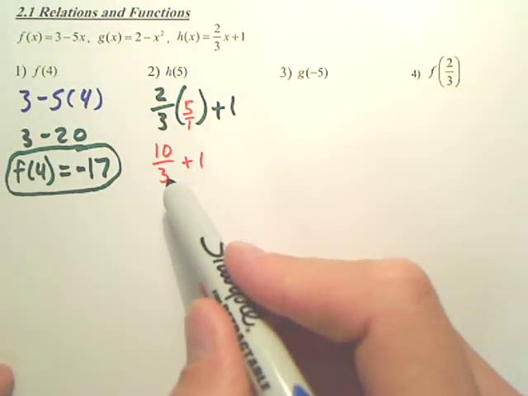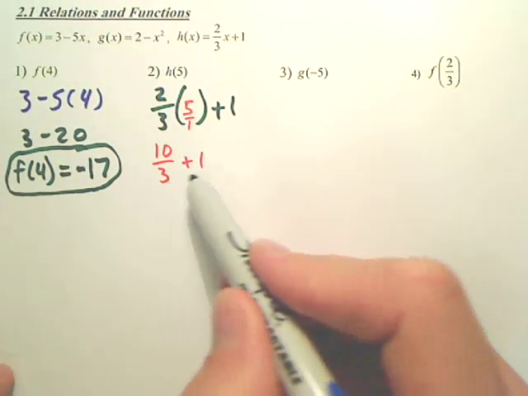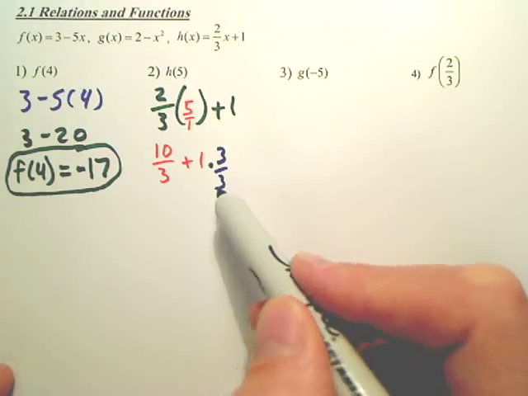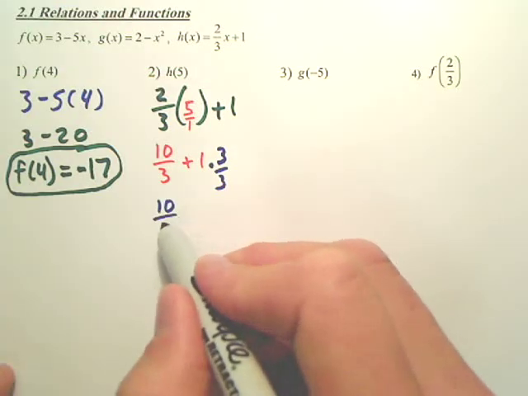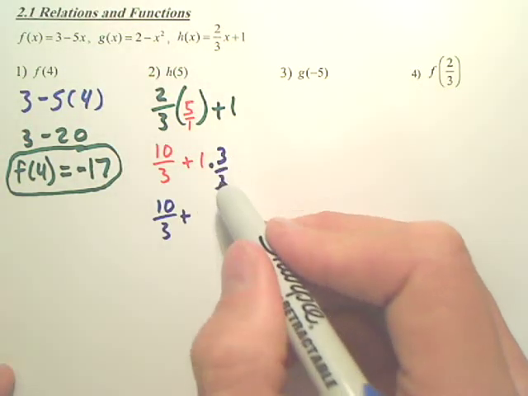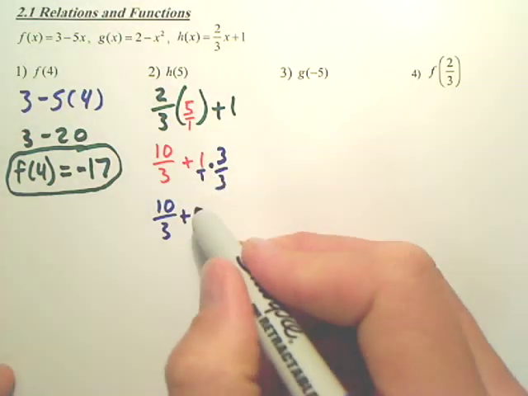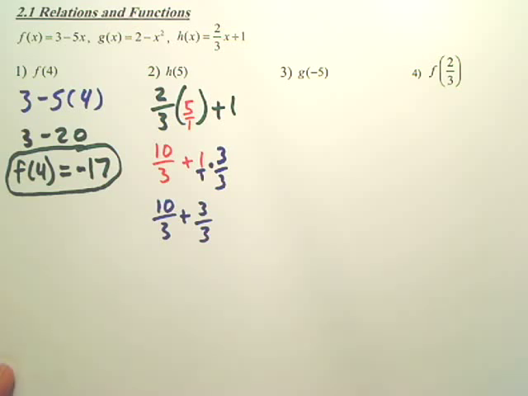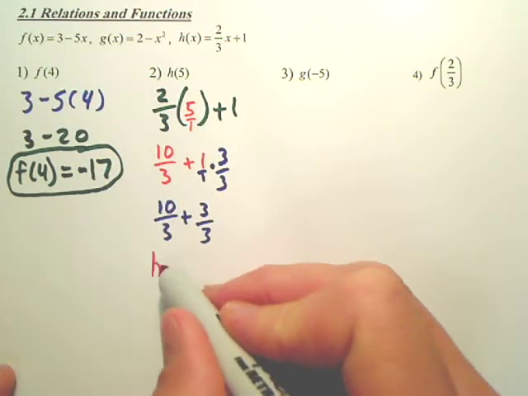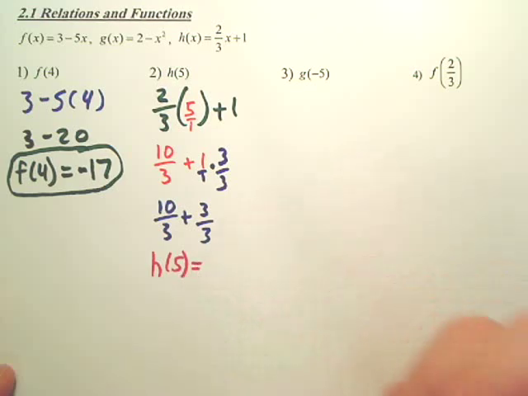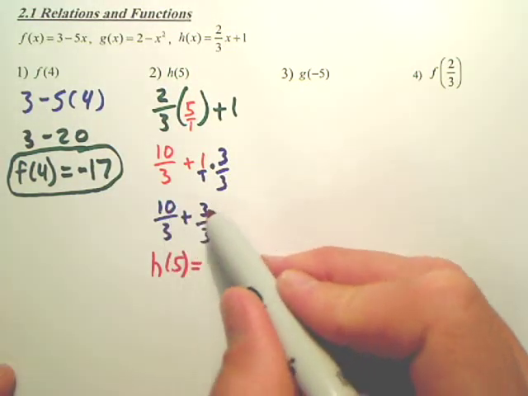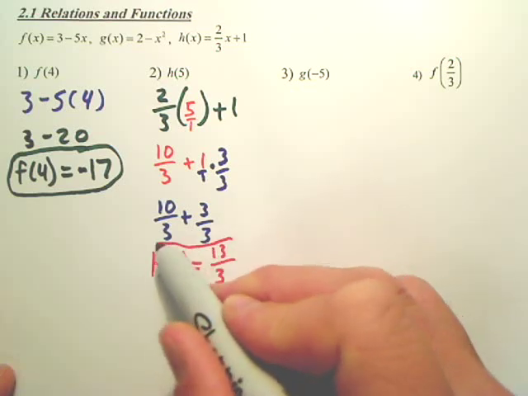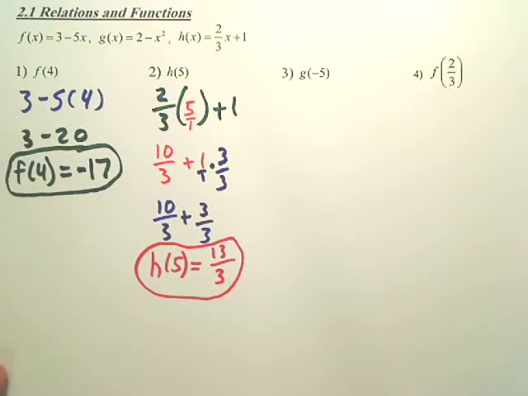I need to get a common denominator, so what do I need over here? I need to multiply by 3 over 3. I now have 10 over 3 plus 1 times 3 over 3. Put a 1 underneath that. You get 3 over 3. So h of 5 equals what? 10 plus 3 is 13 over 3. Questions?